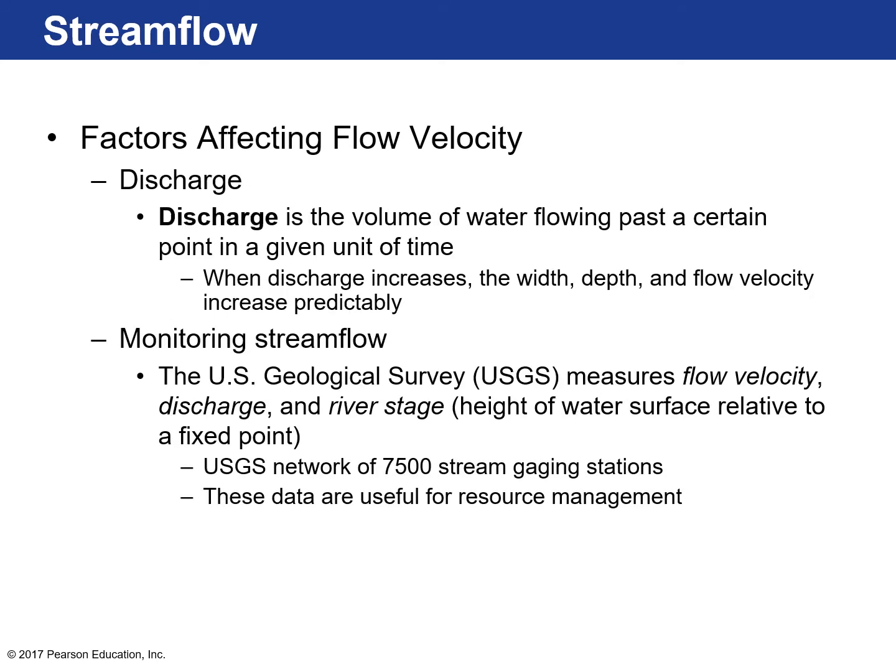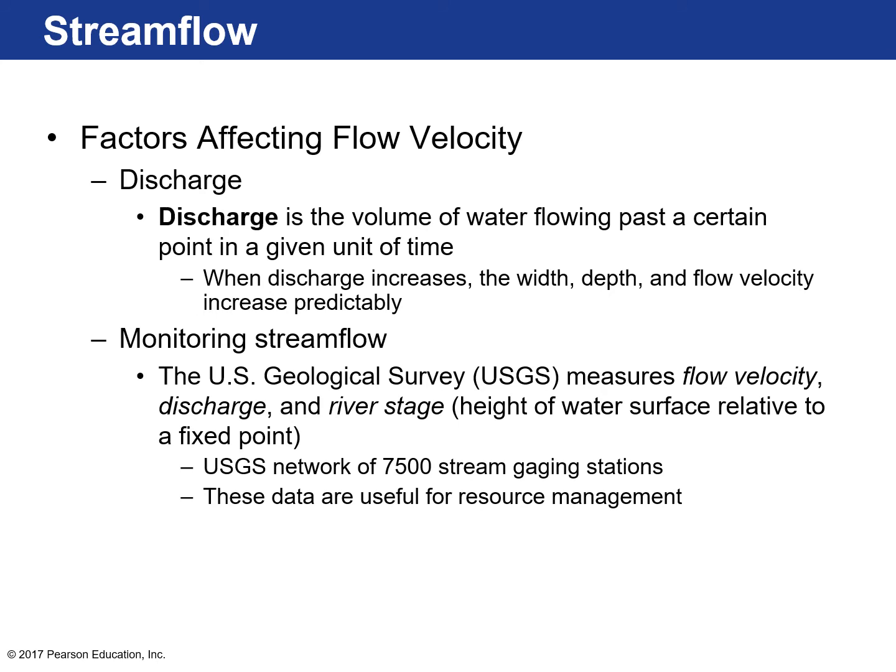All right, discharge is the volume of water flowing past a certain point in any given unit of time. All right, so when you increase the discharge of the river, the width, the depth, and the flow velocity increase. Imagine holding a water bottle and just slowly pouring out the water, or just turning it completely upside down and creating a lot of water coming out at once. You're creating more discharge coming out of the bottle, and that increases the flow velocity of the water.